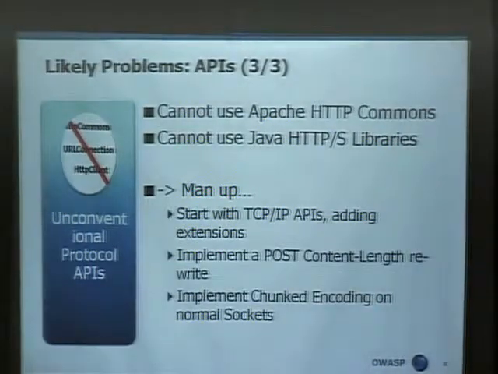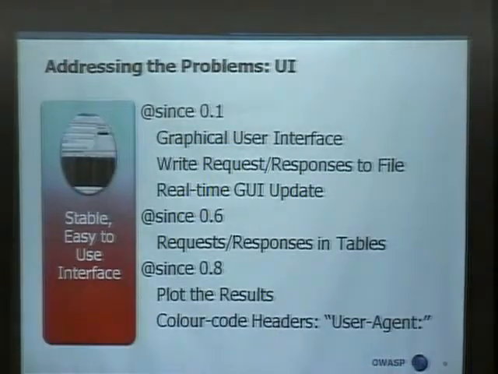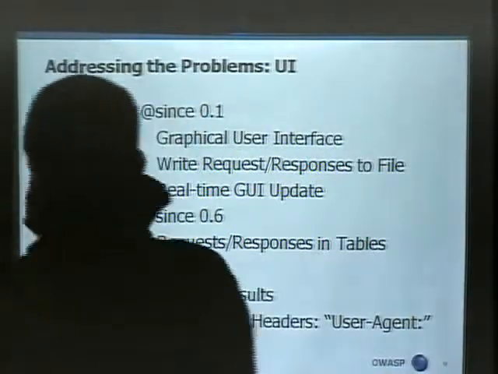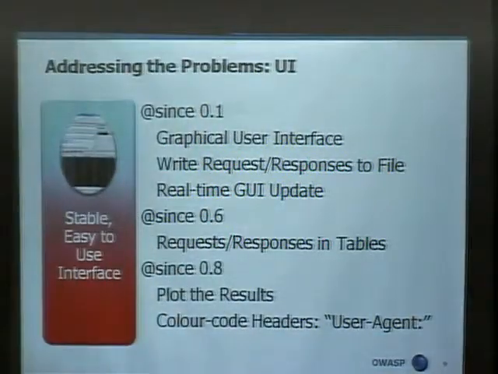So these are the likely problems that you're going to have if you try to put together a fuzzer for web applications. How do we address these problems? Well, on the simplest of the categories, the user interface, have a graphical user interface that updates in real time, straightforward. Requests and responses in tables, grouped together so that you can sort them, and also offer a bit of basic UI features, color coding, etc. Again, I don't want to spend too much time on this.